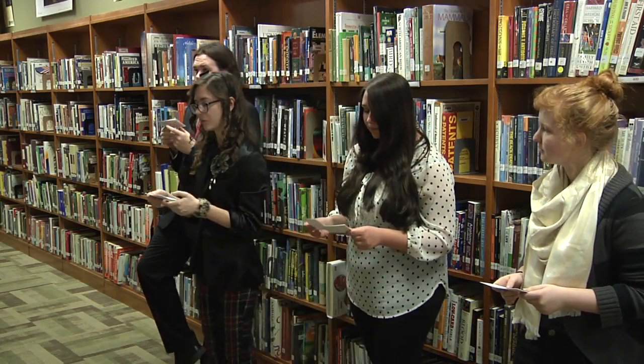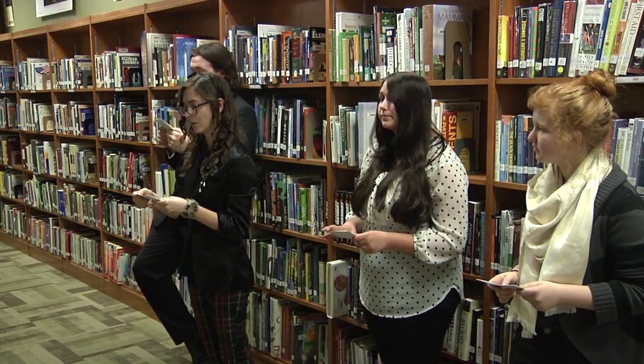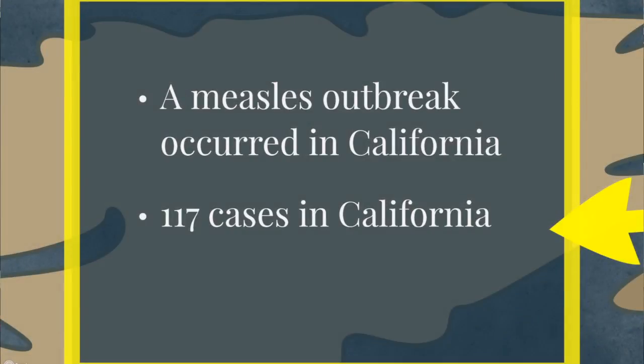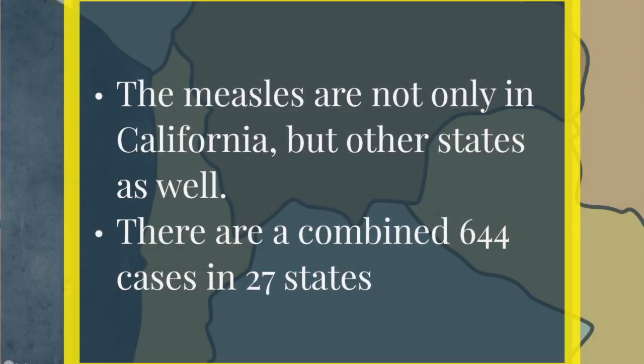Another pandemic that has recently happened took place in California. There was a measles outbreak due to an infected traveler attending an amusement park, which inevitably led to the infection of 117 others in California alone. Measles are not only in California, but in other states as well, for the United States had many more measles cases during 2014, with 644 cases from 27 states, which has made it a somewhat ever-growing epidemic.